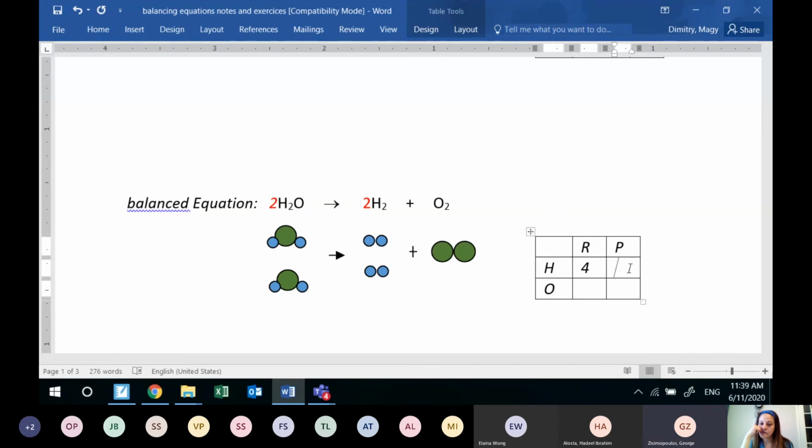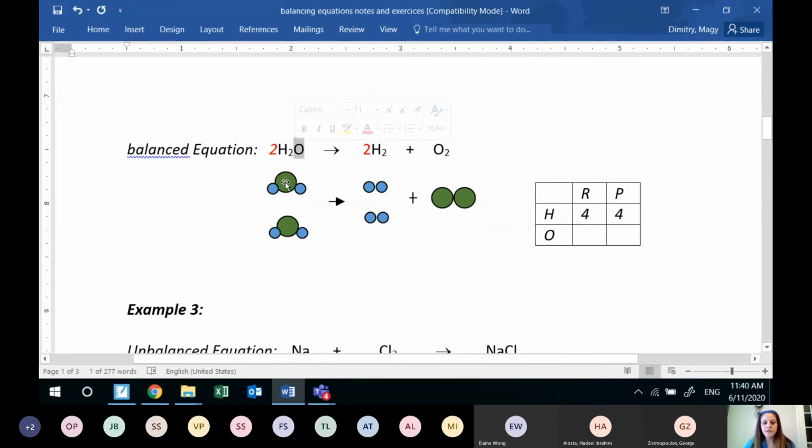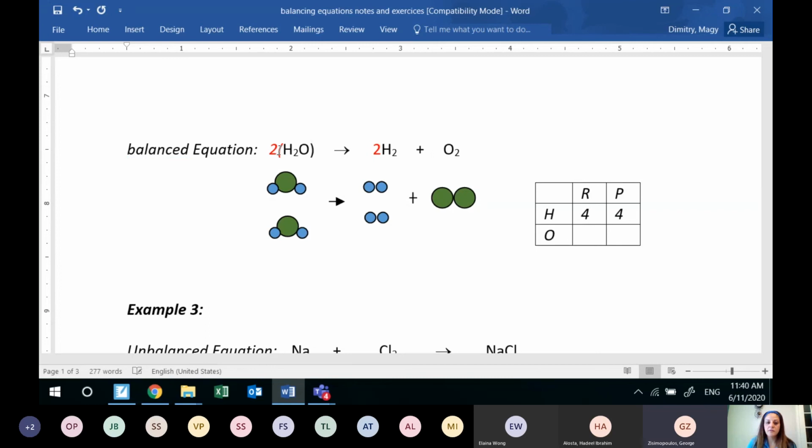Is that the green or the blue still? 2 times 2. Oh, 4. 2 times 2. Yep, 4. Good. Now oxygen on the left. How many oxygens? 2. Yes, because the big 2 here multiplied everything inside.